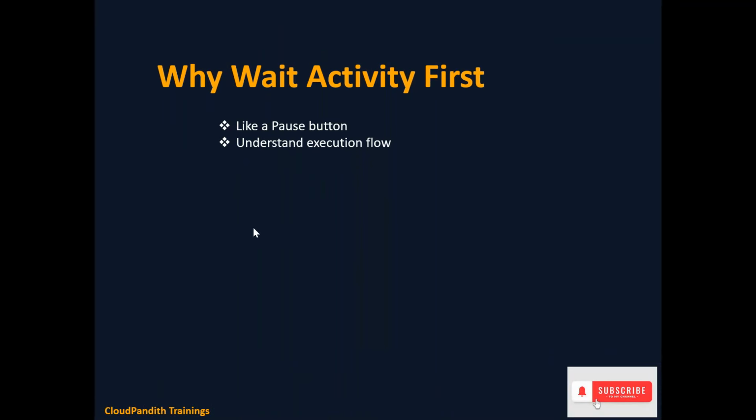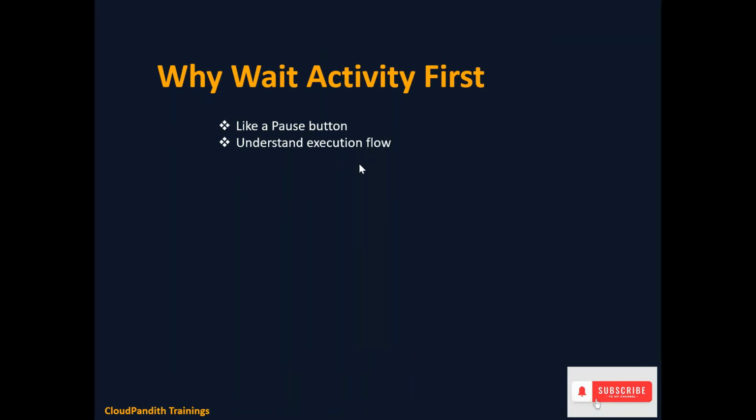Within that pipeline, I'm going to use a wait activity. But let's understand what exactly this wait activity is. A wait activity is like a pause button. We use it to understand the pipeline execution flow without worrying about source, sink, or data: how the pipeline will work and how the flow is going to be. If you want to understand that, a simple activity you can use is the wait activity.